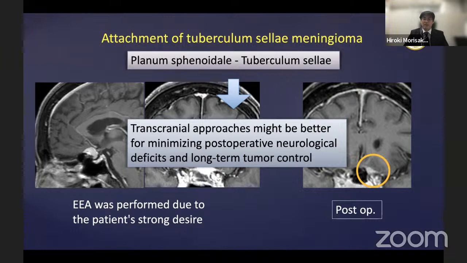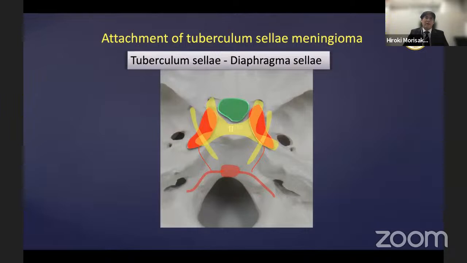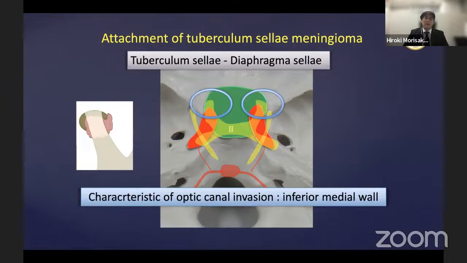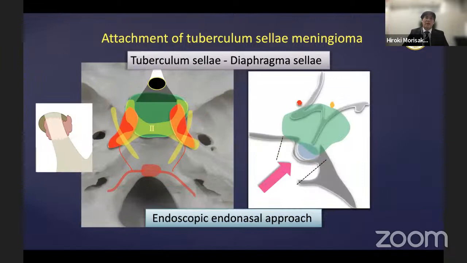On the other hand, if the attachment of the tumor is from the tuberculum sellae to the diaphragma sellae, and the tumor grows like this, the optic canal invasion is usually at the inferior medial wall. So the endoscopic endonasal approach is suitable for the removal of this tumor.